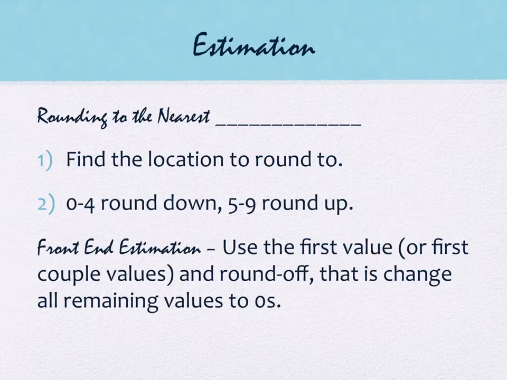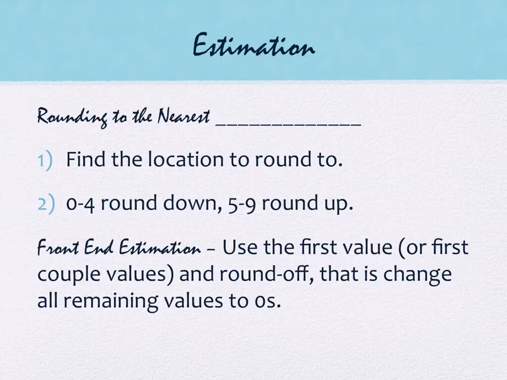It's rounding to the nearest, and you see there's a blank there because we can fill that blank in with lots of different things. You can fill it in with something that's bigger than a decimal, like the tens place, or you can do it to a decimal location, like say the hundredths place. You're going to find the location that you're going to round to, and you're going to use the digit right after it. If it's a 0 to 4, you round down, which just means everything else becomes 0. If it's 5 to 9, you round up, which means the place value before increases in value by 1.